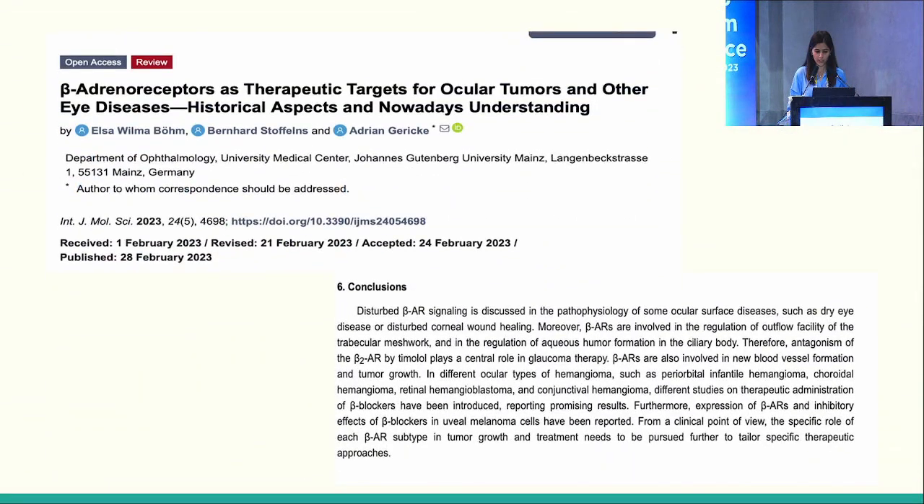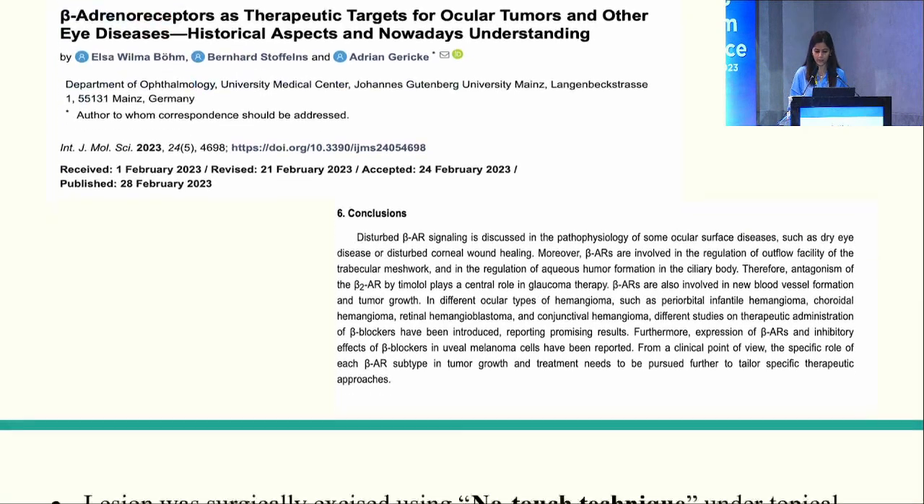These are a few studies. One study was published in a German ophthalmology journal, where it stated that beta adrenoreceptors are involved in tumor growth and proliferation of new blood vessels. So they gave beta blockers and the lesion showed regression, but it didn't work in our case.